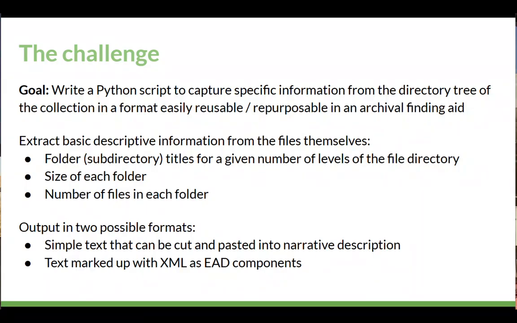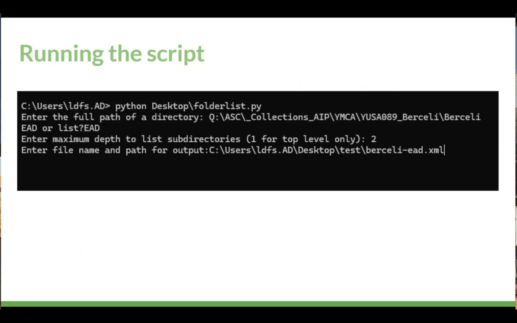I wanted to output the information in either plain text that could be cut and pasted into a note of some kind in the finding aid, or as XML that could be easily incorporated in an EAD finding aid as part of the DSC, or Description of Subordinate Components section. Unfortunately, I don't have time to do an actual live demonstration of the script, but here's what it looks like to run it from the command line.